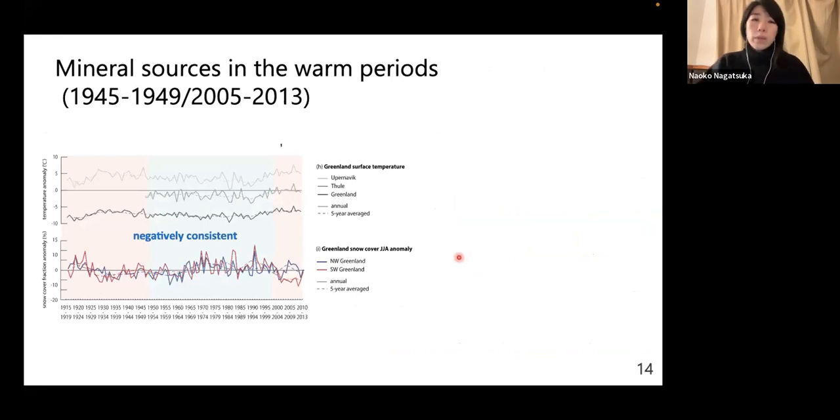And so what affects dust source variability? Our result indicates it could be a change in the surface condition of the source regions. The top graph shows surface temperature variations in Greenland again, and the bottom shows variation in snow cover fraction anomaly on the western coast of Greenland during summer. There is a negative correlation between them, implying the snow cover duration was shortened in the warming periods.